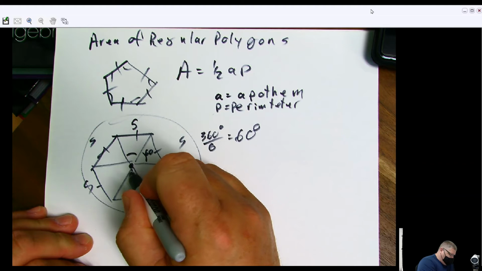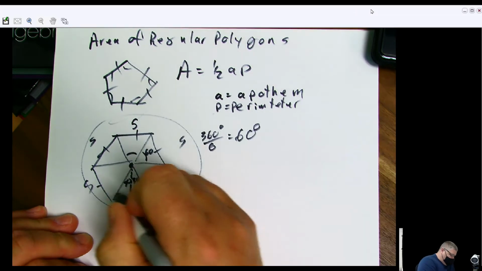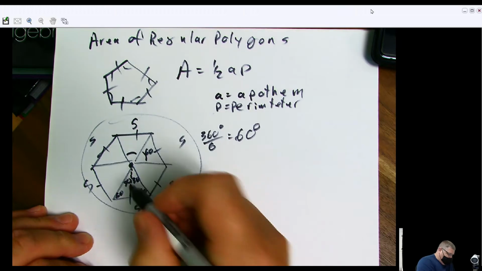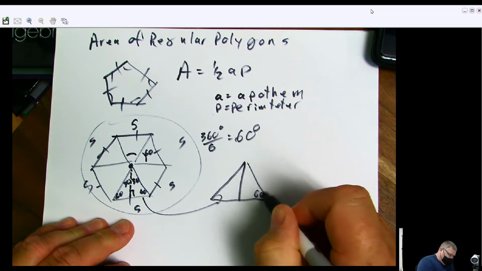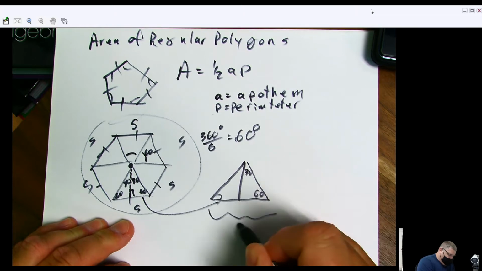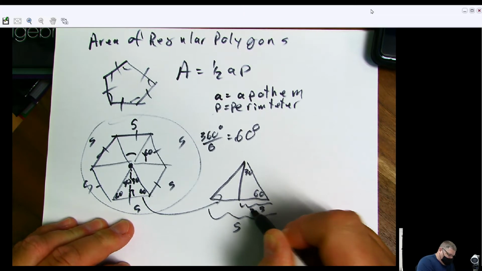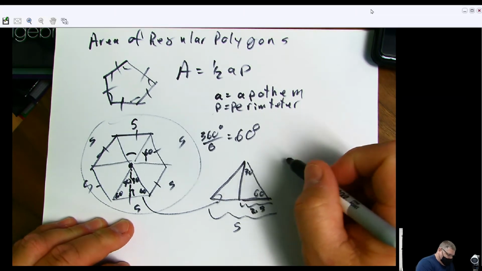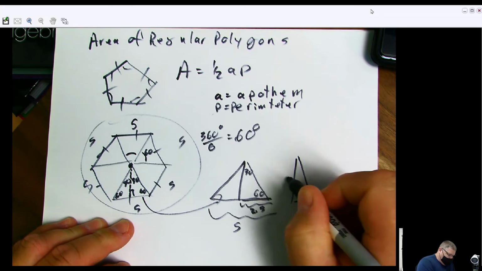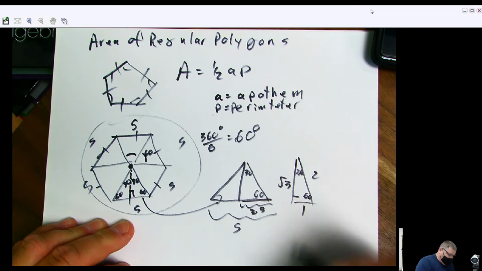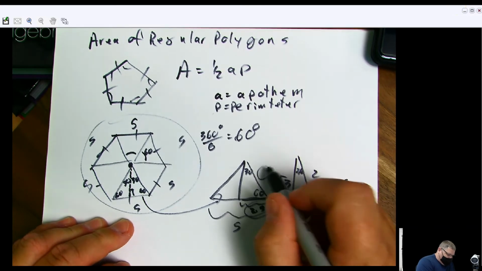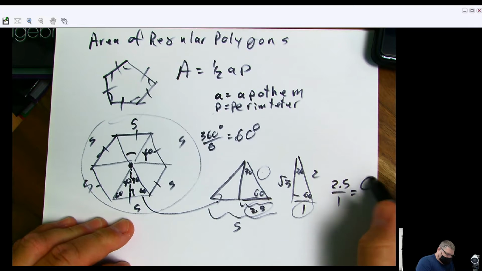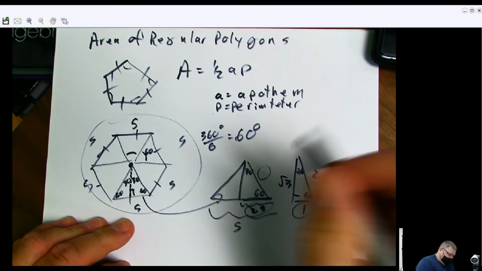Now what's really nice about 60 degrees is if I drop an altitude, that 60 becomes 30 and 30, and then 60 over here and 60 over here. And so now what I really have are two 30, 60, 90 triangles. And instead of 5 all the way across the bottom, it's 2.5. So if the short side is 2.5, I can use special triangles, 1, root 3, 2, 30, 60, 90, and say, hey, 2.5 goes with 1 as the thing I don't know goes with 2. And cross multiply and find out, oh gosh, that looks like 5.